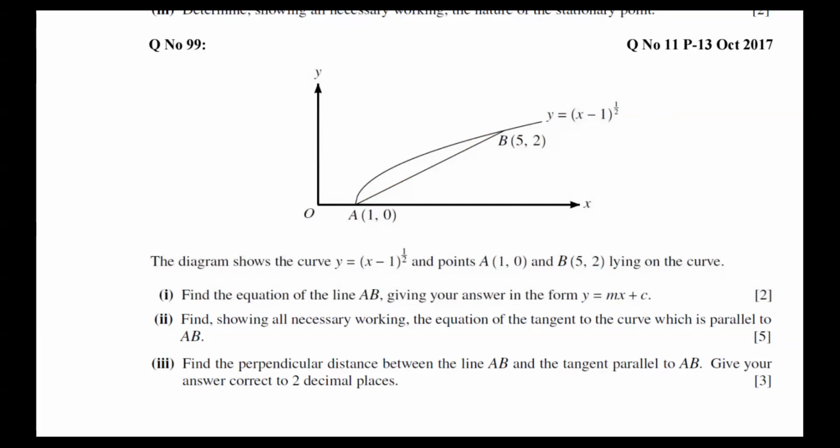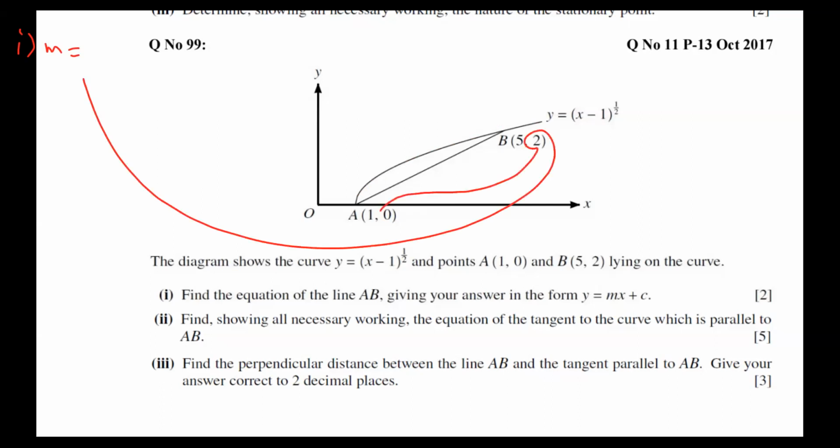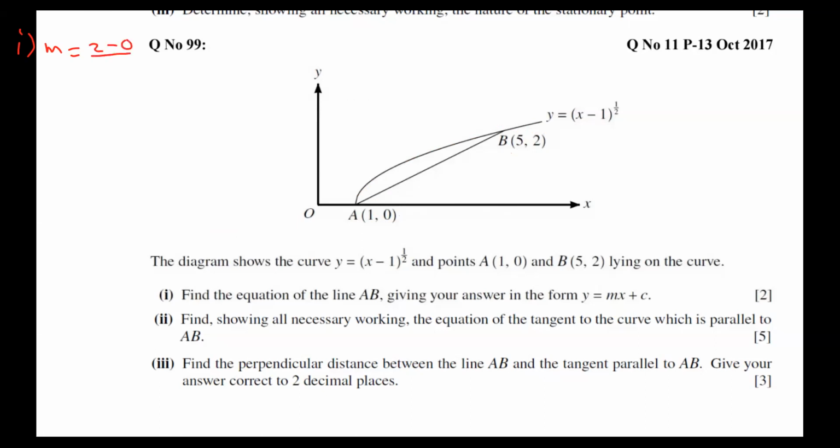Okay, I'm doing it. First of all, we are given 2 points, so the formula is: first we need the gradient. The formula is y2 minus y1, so 2 minus 0, over x2 minus x1, so 2 minus 0 over 5 minus 1. It gives us 2 over 4, which is a half. So the gradient of the line AB is half.